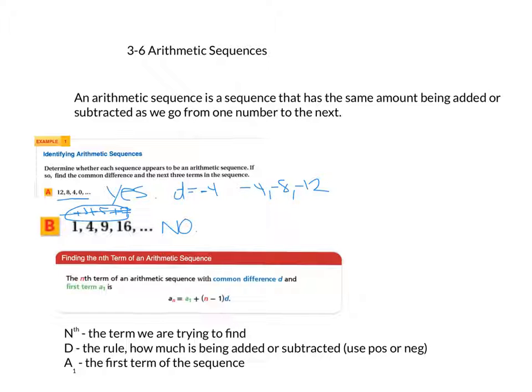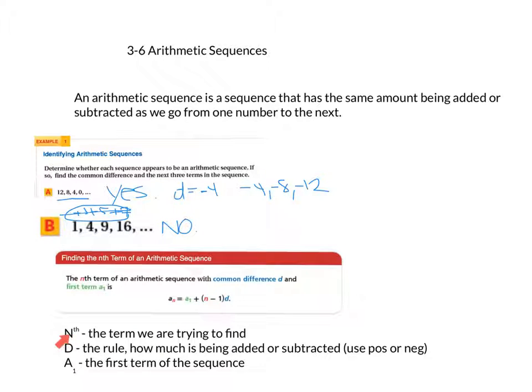Okay, next is the arithmetic sequence formula. We can find any term in a pattern. So if I go back to example 1a, 12, 8, 4, 0, etc., if I told you to give me the 150th number in this sequence, you would have to do this for a long time to be able to get that 150th number. But there's actually a formula we can use. a sub n equals a sub 1 plus n minus 1 times d.